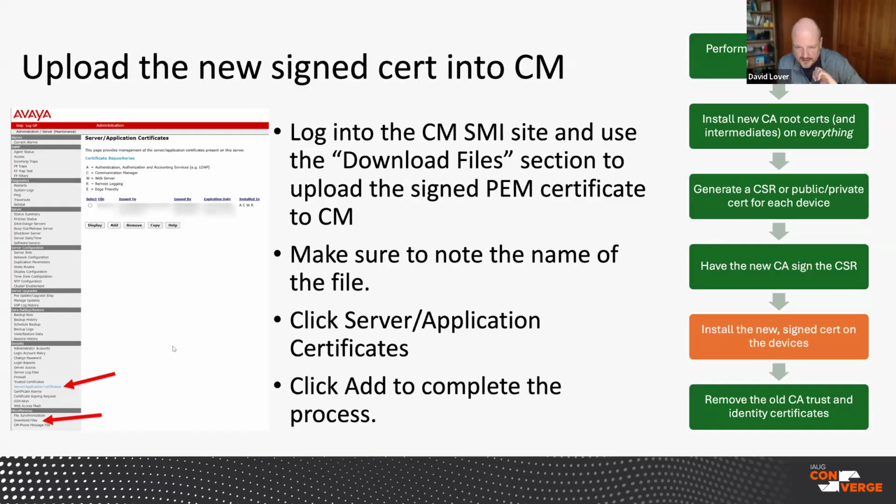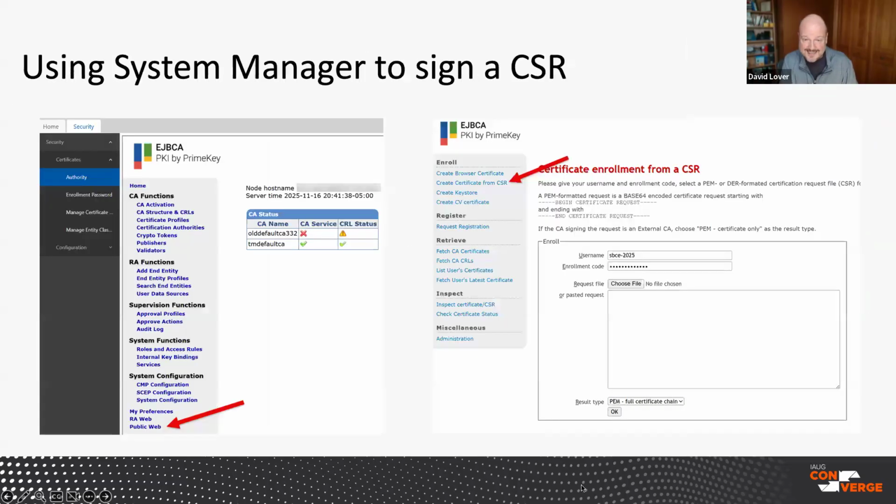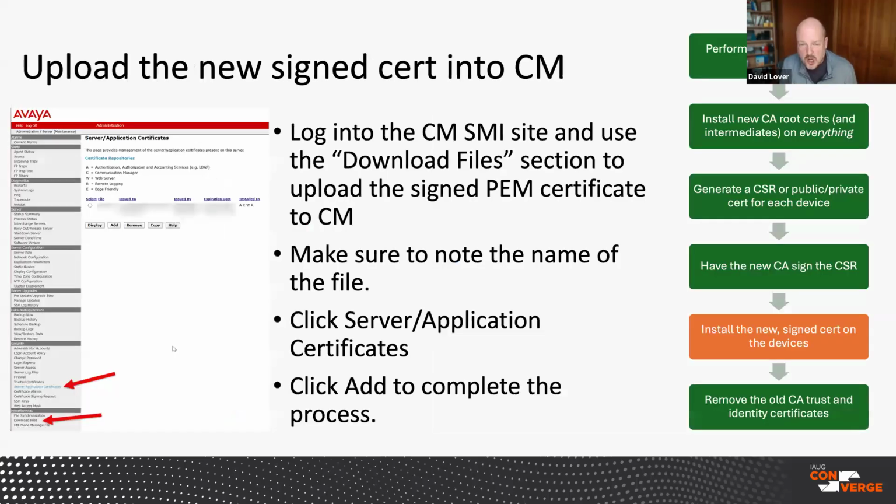So again, in theory, I've got a whole list of CSRs that I've created for all the different devices. I've done these steps in the CA for every single one of them separately, creating an end entity for every one of them, and then going in and creating the certs. So now I've got a whole bunch of certs. I've got to go put them where they belong.